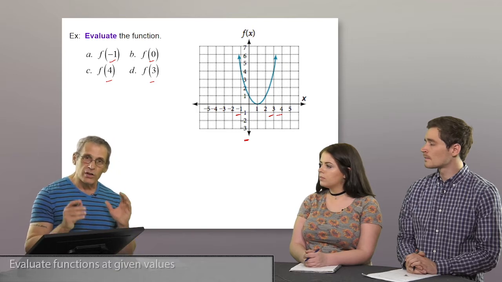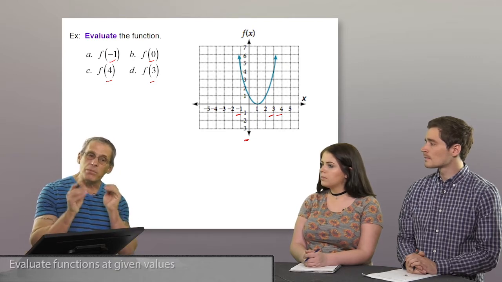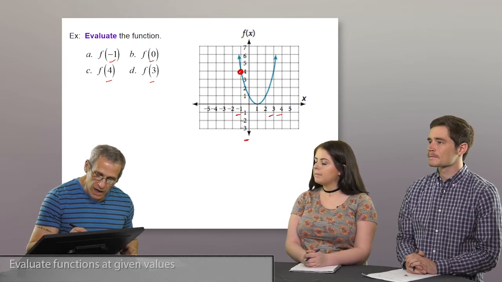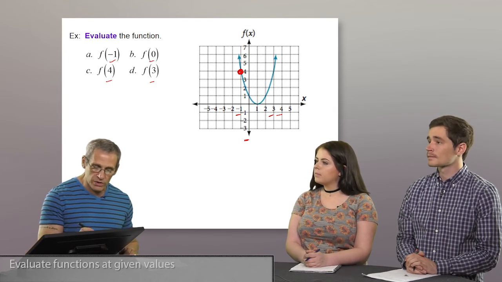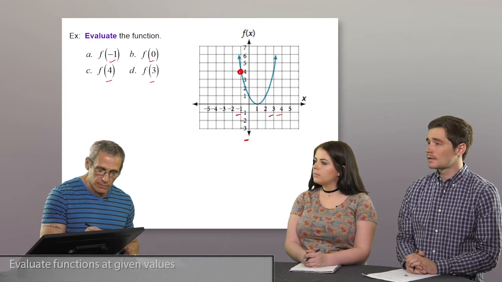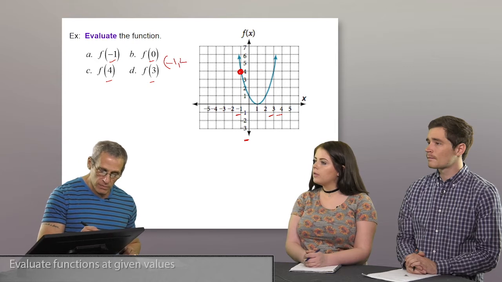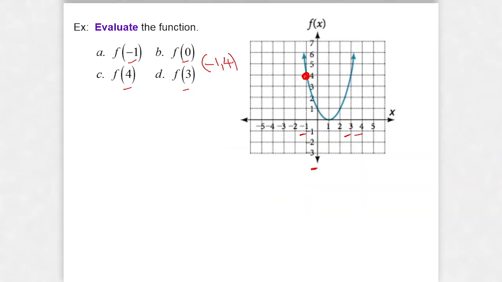So let's take a look at the very first input, which is -1. If I look on the graph, I have a point right there. And the coordinates of that point would be -1 and 4. So now it makes it easy. If I want to find f of -1, the corresponding output would be 4, which is my y coordinate or my f of x coordinate.